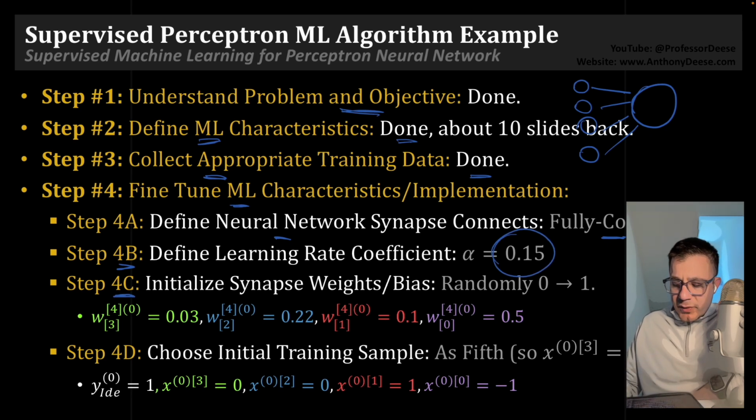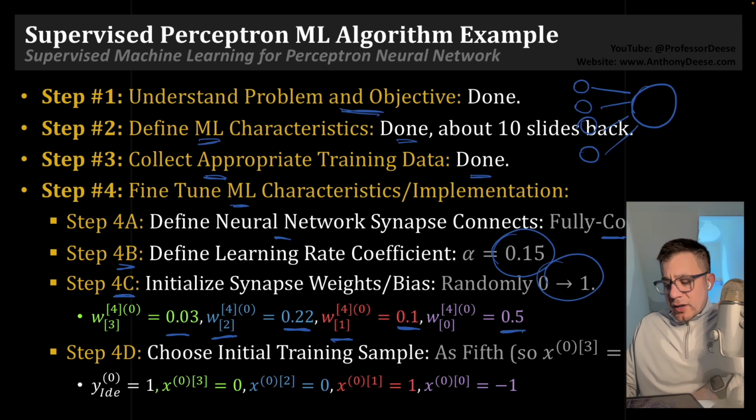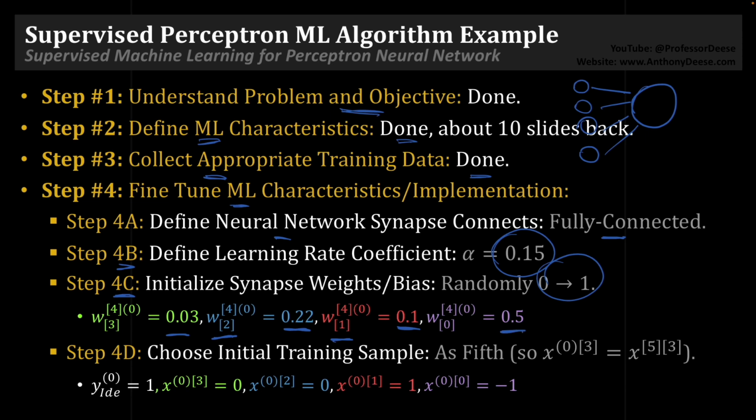Step 4c is to initialize the synapse weights and biases. We're going to do this randomly using values between 0 and 1. And so the third synapse weight, or the synapse weight between nodes 3 and 4, has an initial value of 0.03. The synapse weight between nodes 2 and 4 has an initial value of 0.22. The synapse weight for the initial iteration between nodes 1 and 4 is 0.1, and we initialize the bias offset to 0.5. And next, we choose an initial training sample, and we're going to choose the fifth.